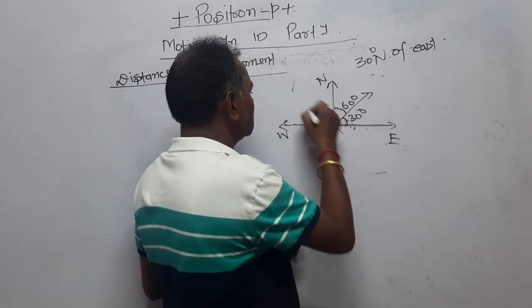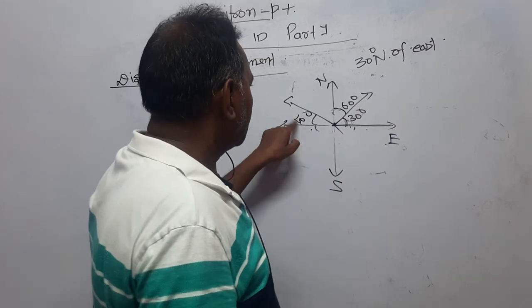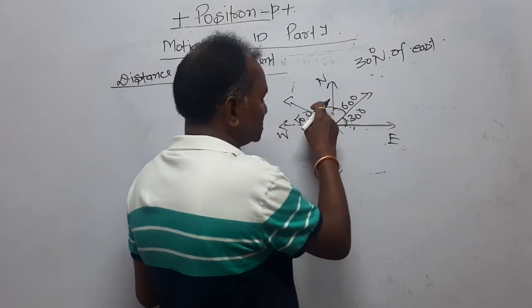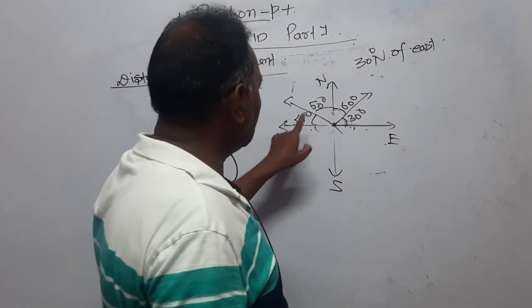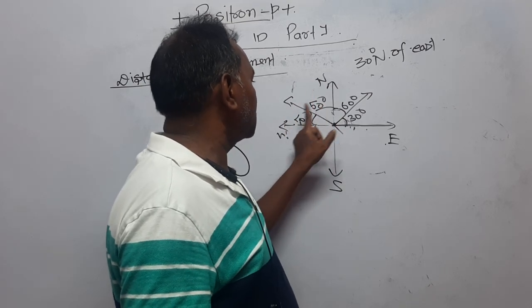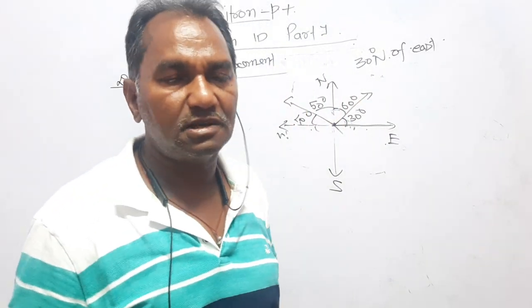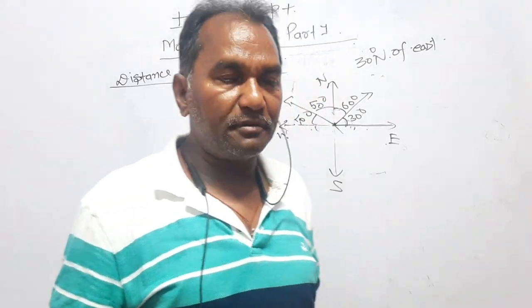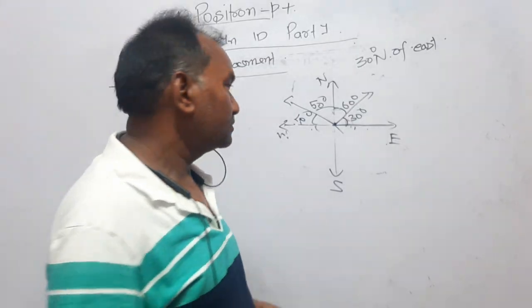For example, this one, let it be 40 degree. It can be said 40 degree north of west, right? Or subtract it from 90, it is 50 degree. Or you can say 50 degree west of north. Either you say 40 degree north of west or 50 degree west of north. In this way, you can denominate the directions, and most of the questions in your question paper will give the directions in this manner.